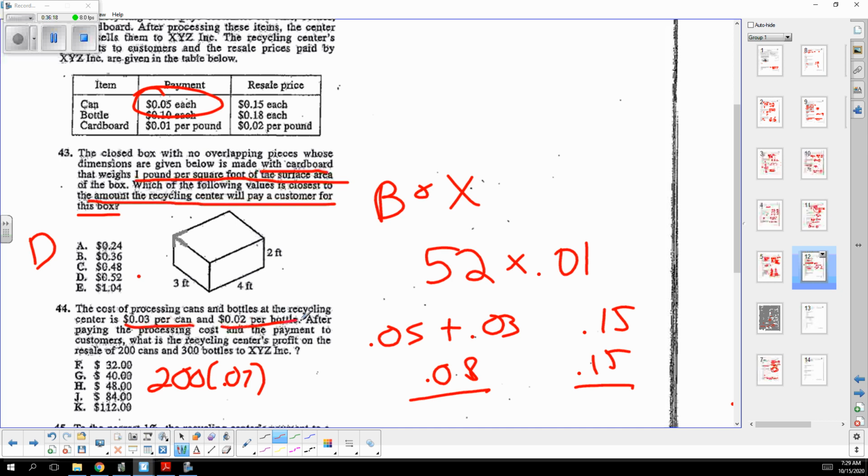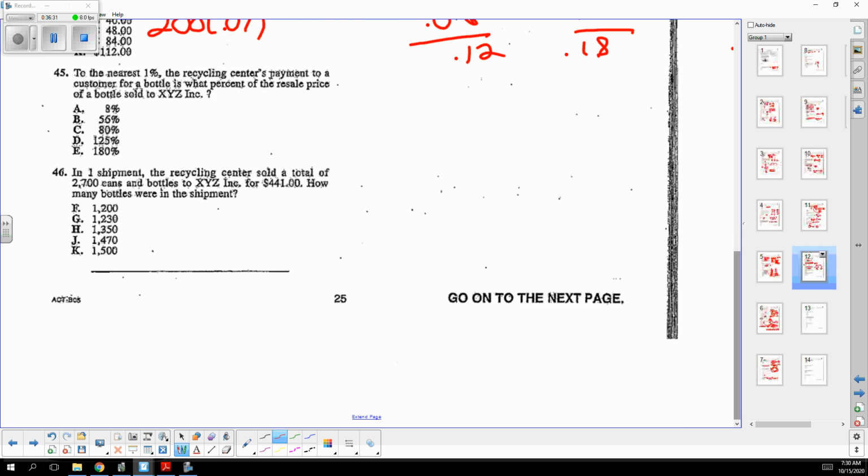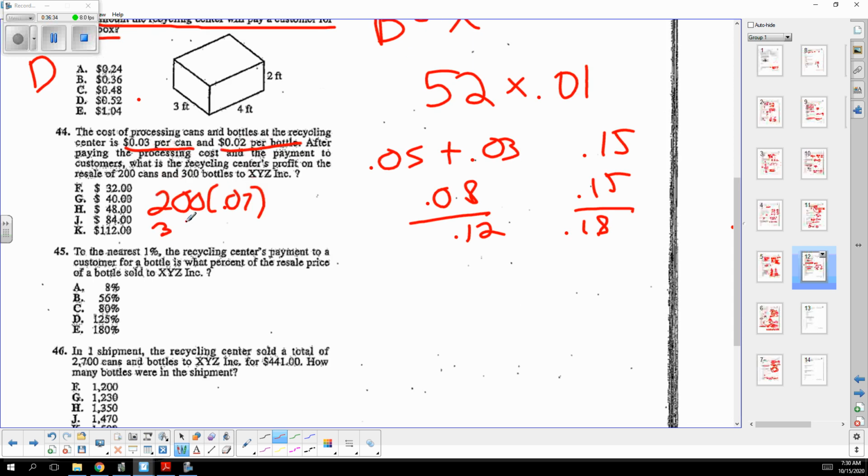Bottles, I pay you 10 cents. I process it for 2 cents. That's 12 cents. I sell it for 18. What's the difference? It's 6 cents per bottle. So I get 300 times 6 as my profit. So the profit is 200 times 0.07, which is 14, plus 18. I add these up, and the profit is 32, the lowest number.